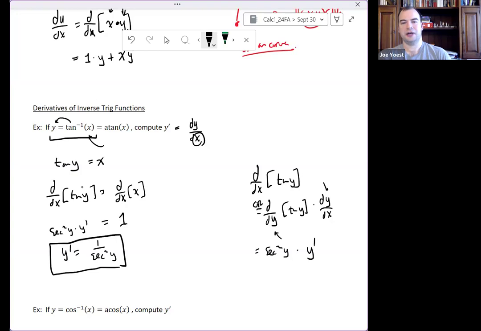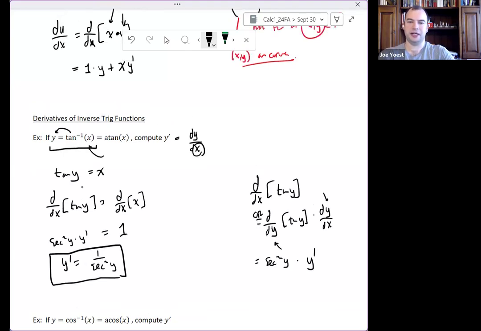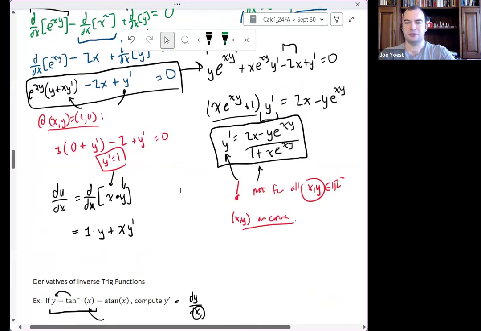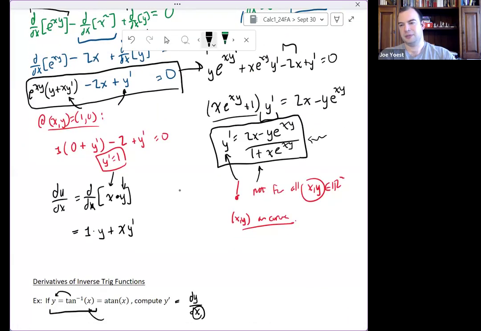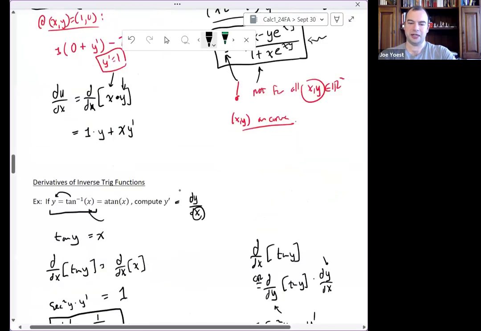And I have my answer, right? y prime equals 1 over secant squared y. I have y prime as a function of x and y, which is what I kind of expect from up here, right? y prime is a function of x and y.